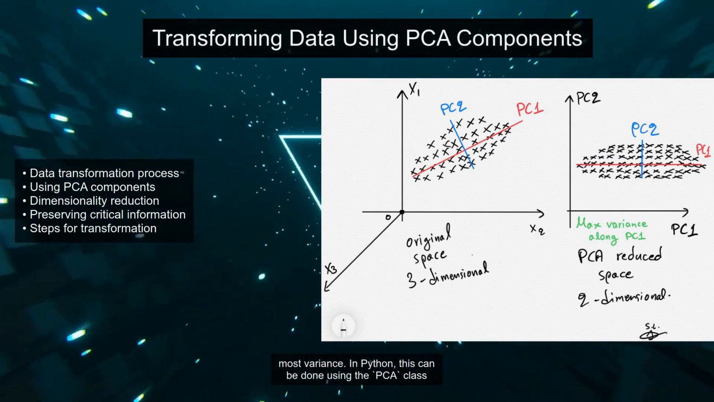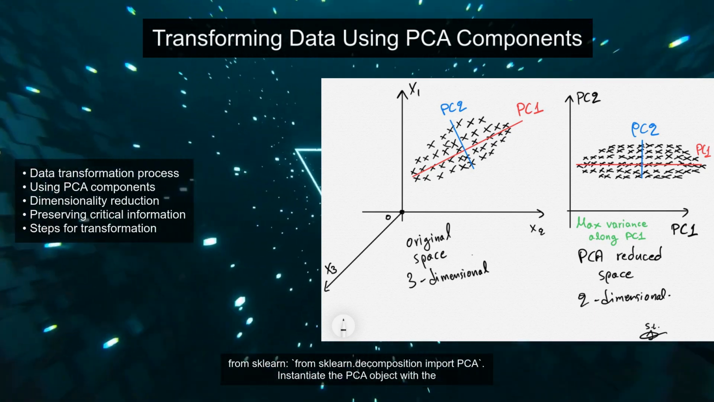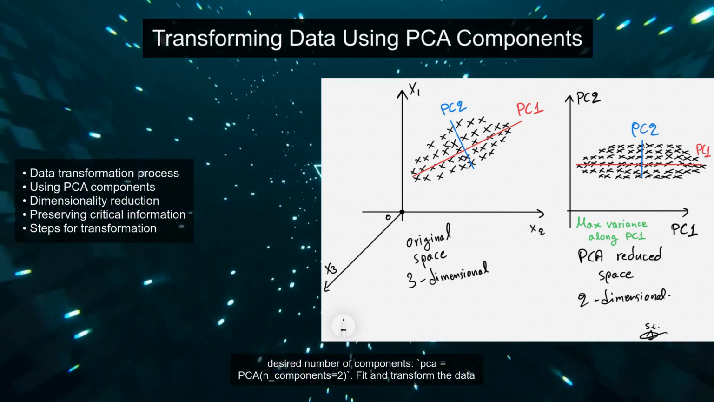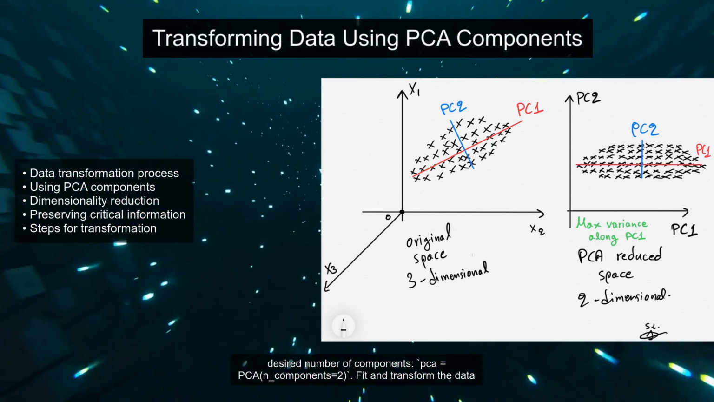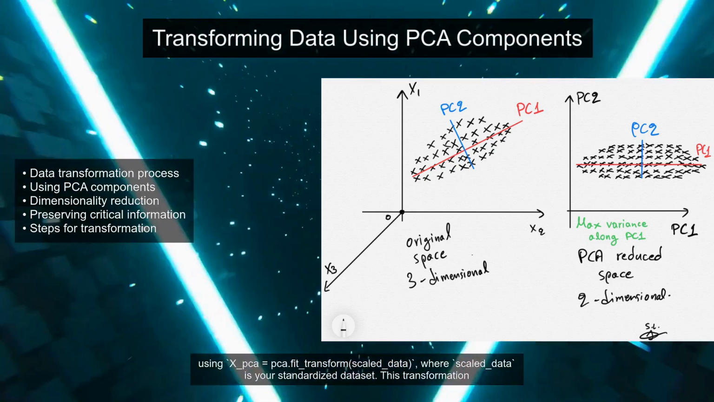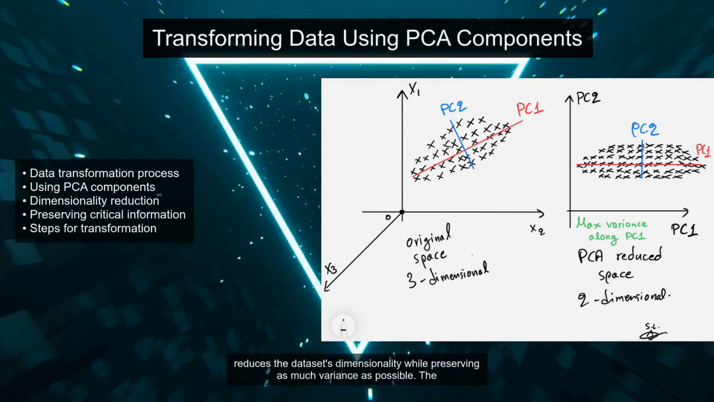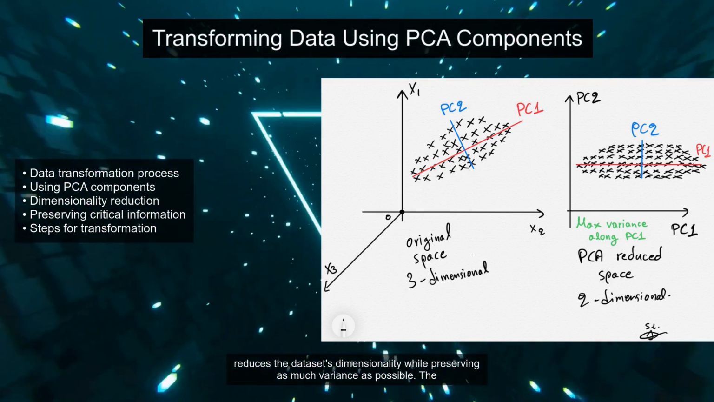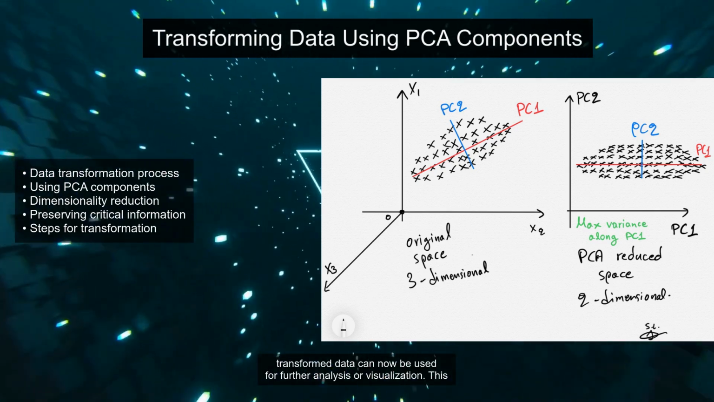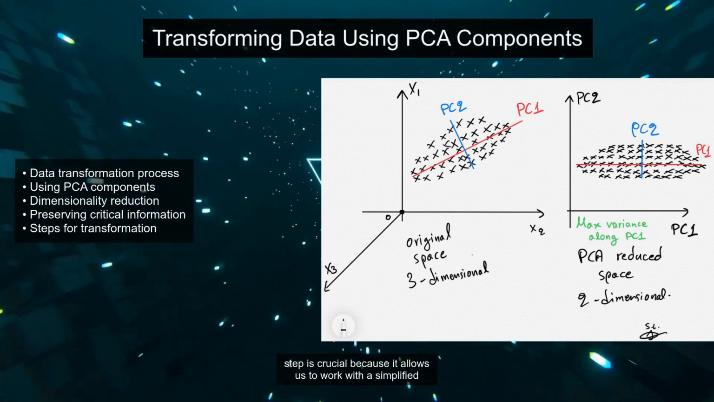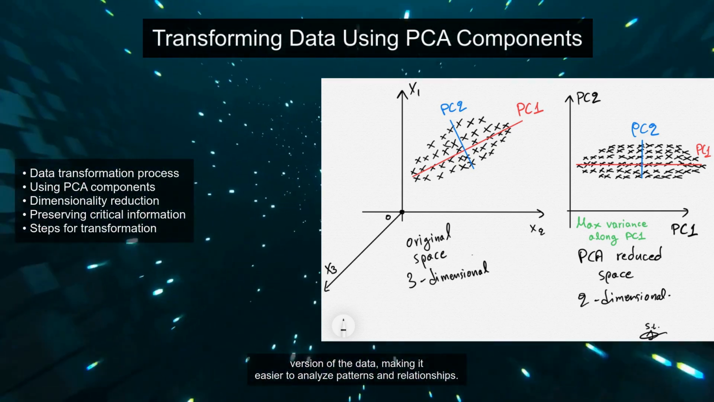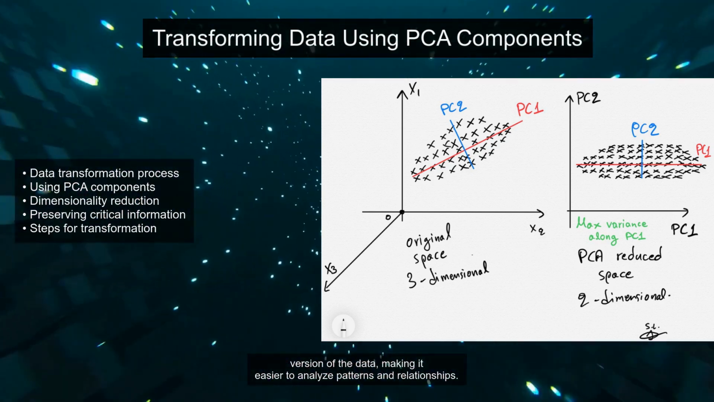From sklearn.decomposition import PCA. Instantiate the PCA object with the desired number of components: pca = PCA(n_components=2). Fit and transform the data using X_pca = pca.fit_transform(scaled_data), where scaled_data is your standardized dataset. This transformation reduces the dataset's dimensionality while preserving as much variance as possible. The transformed data can now be used for further analysis or visualization. This step is crucial because it allows us to work with a simplified version of the data, making it easier to analyze patterns and relationships.